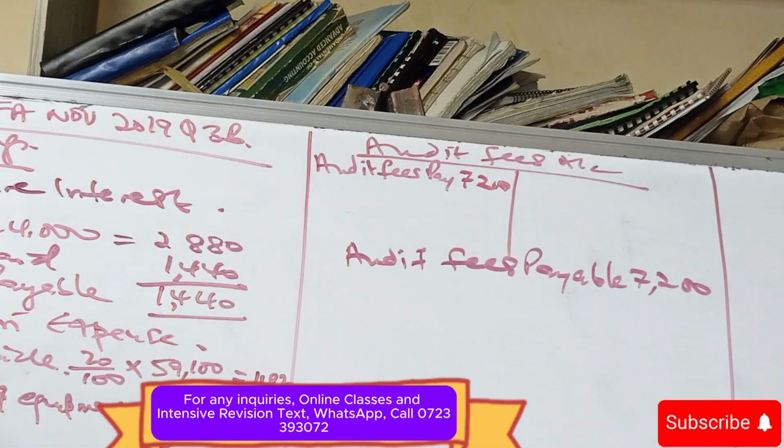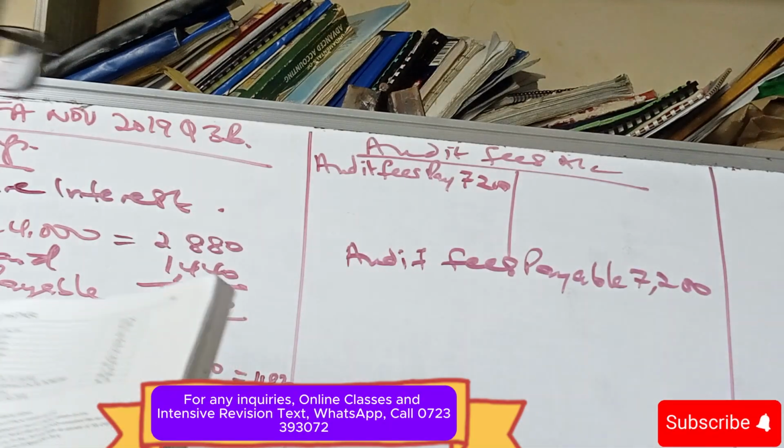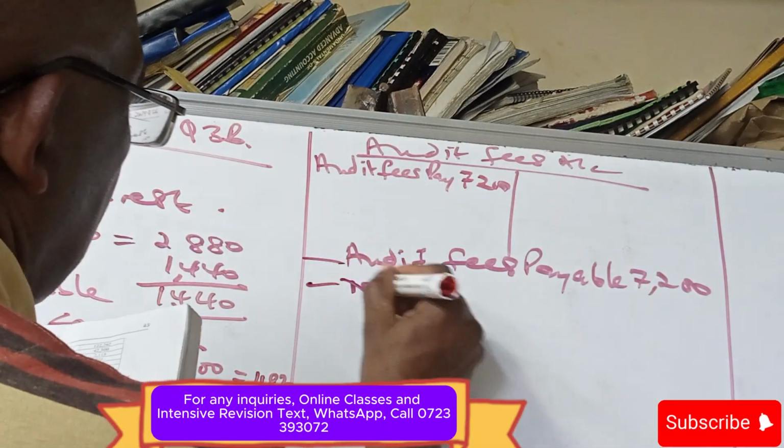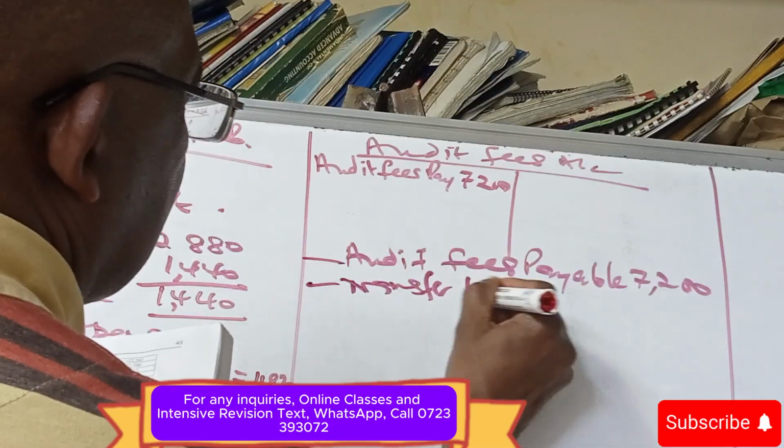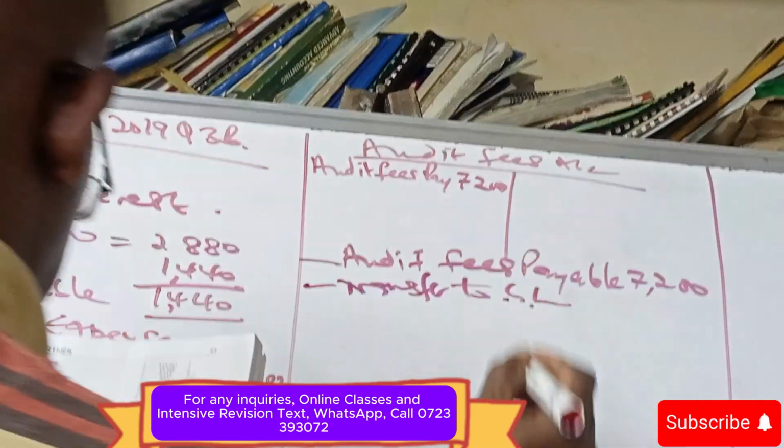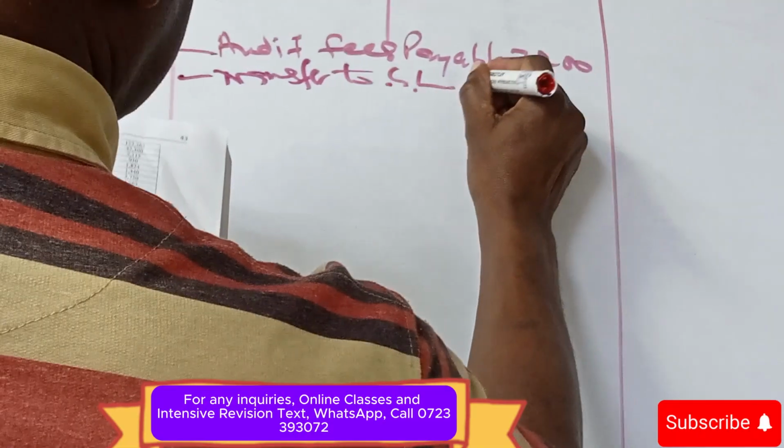Then you are told the directors recommend. When it is a recommendation, it is something that will be done in the future. It is not done now. Therefore, if it's an expense, we debit the income statement and we credit the respective current liability account. Transfer to general reserve, an amount of 18,000.